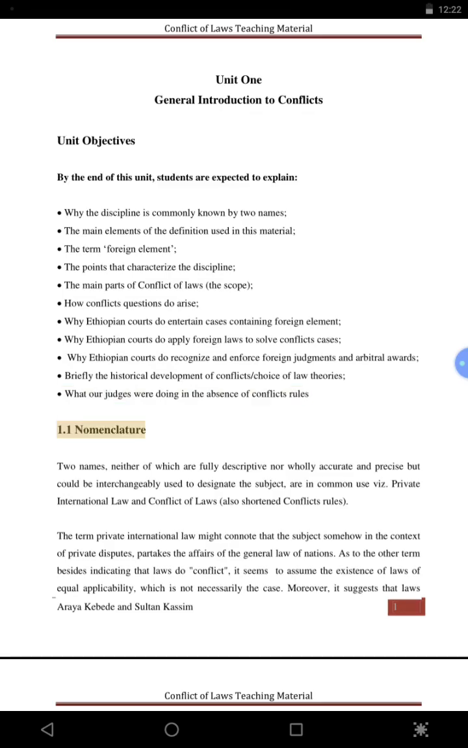1.1 Nomenclature. Two names, neither of which is fully descriptive nor wholly accurate and precise but which could be interchangeably used to designate the subject, are in common use, viz. private international law and conflict of laws, also shortened to conflicts rules. The term private international law might connote that the subject somehow, in the context of private disputes, partakes in the affairs of the general law of nations.